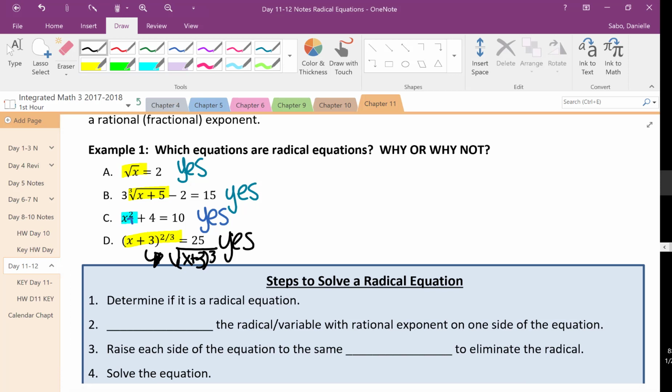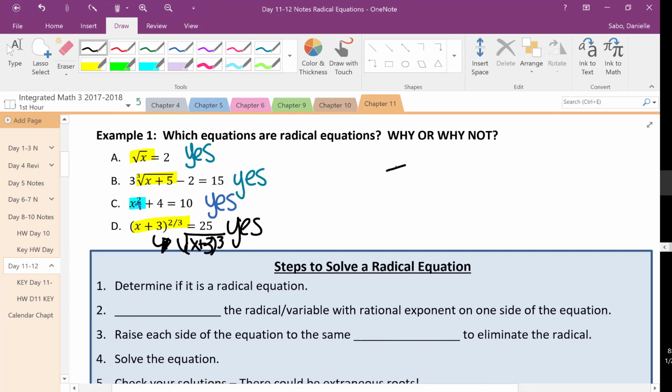So let's talk about one that might not be a radical. Something like this. If I had 5 to the x over 2, this would not be a radical because of this x in the exponent. That's actually an exponential function, which we'll get to later this year. Okay, that would not be one.